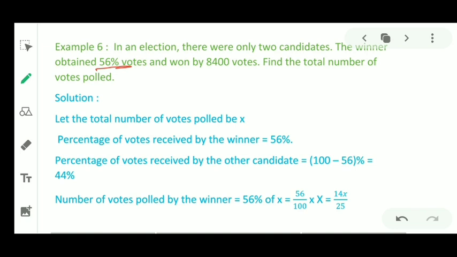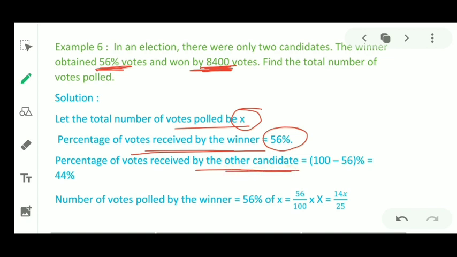In an election, 2 candidates are there. The winner obtained 56% of votes and won by 8,400 votes. It means the difference between the winner and loser is 8,400 votes, and we have to find the total votes polled. So let the number of votes polled be x. The percentage of votes received by the winner is 56%, that is given. The percentage of votes received by the other candidate, the loser, is 100 minus 56%, that is 44%.